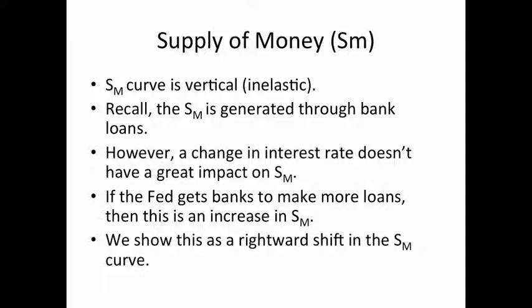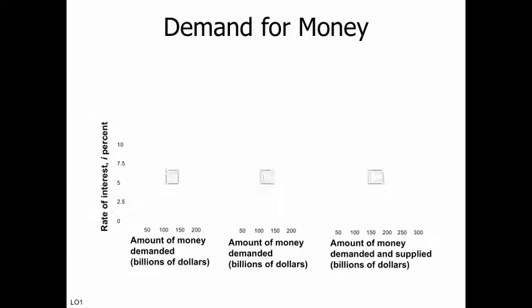And so, as we'll see, if the Fed can get banks to, say, loan more money out, then this will increase the money supply. And therefore, that money supply curve would shift to the right. But for our purposes here, that money supply curve is set by the Fed, as the Fed controls how much money banks loan out to customers.